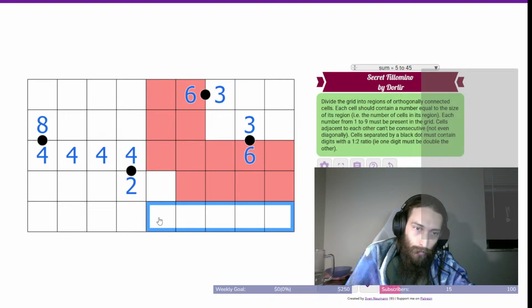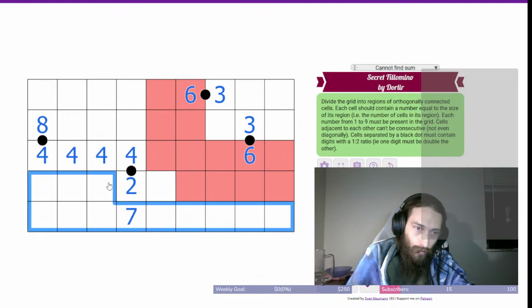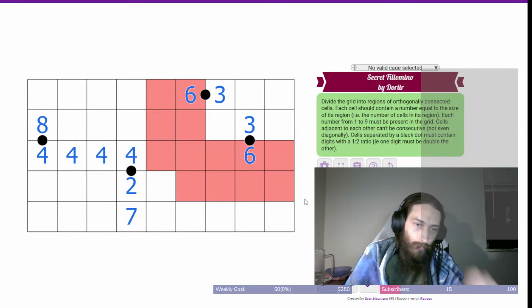1, 2, 3, 4, 5, 6, 7. So that's a 7 regardless. Because just considering the 6s, it's locked into this region of size 13.